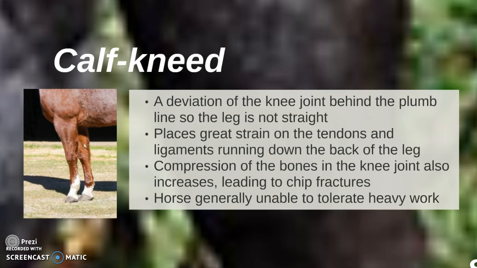Calf-kneed, a deviation of the knee joint behind the plumb line so the leg is not straight. This places great strain on the tendons and ligaments running down the back of the leg. Compression of the bones in the knee joint also increases, leading to chip fractures. Horses are generally unable to tolerate heavy work.